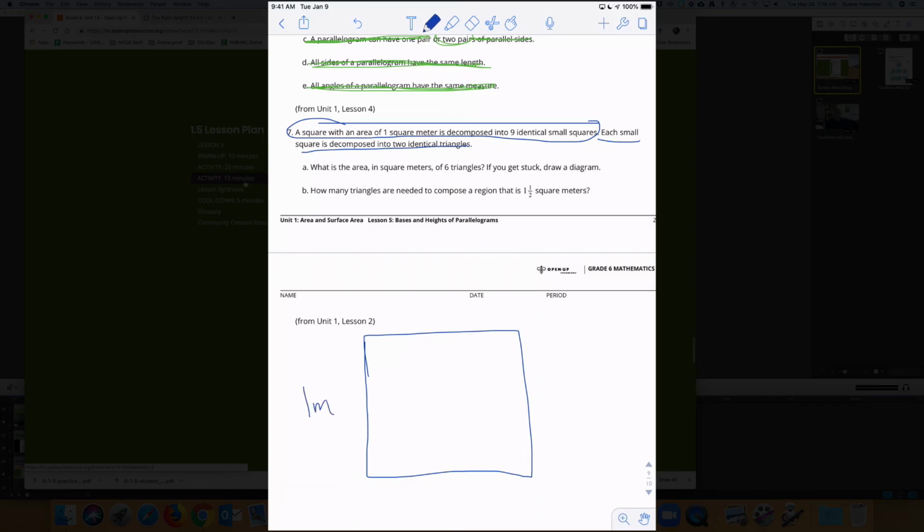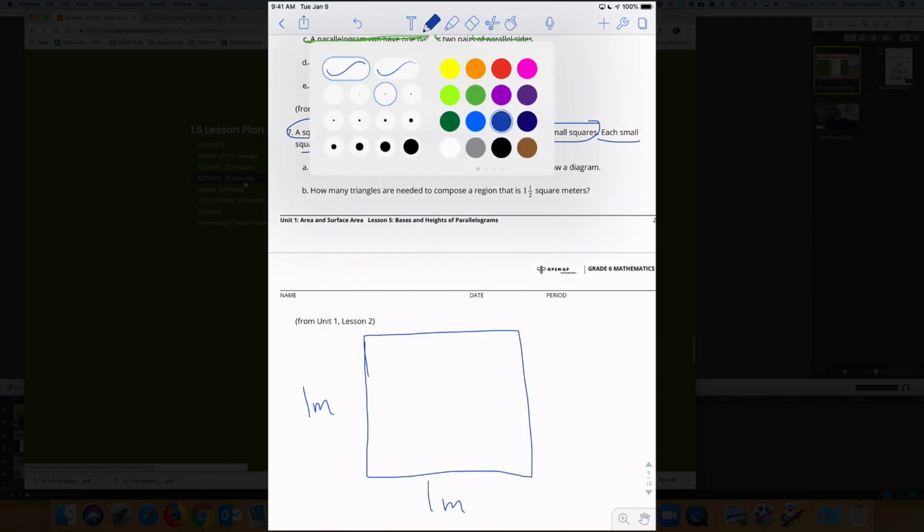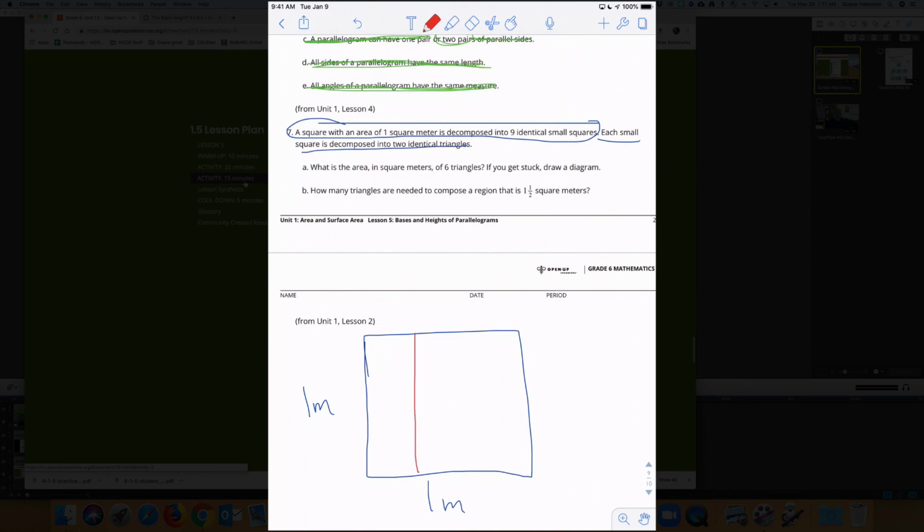So that means this is length 1 meter and this is length 1 meter, because then when you multiply them, you get 1 square meter. So it says it's decomposed into 9 identical small squares. Okay, so boom, boom, boom, boom. It says each small square is decomposed into 2 identical triangles. So each one of these is cut into 2 identical triangles. Got it. All right. It says, what is the area in square meters of 6 triangles?